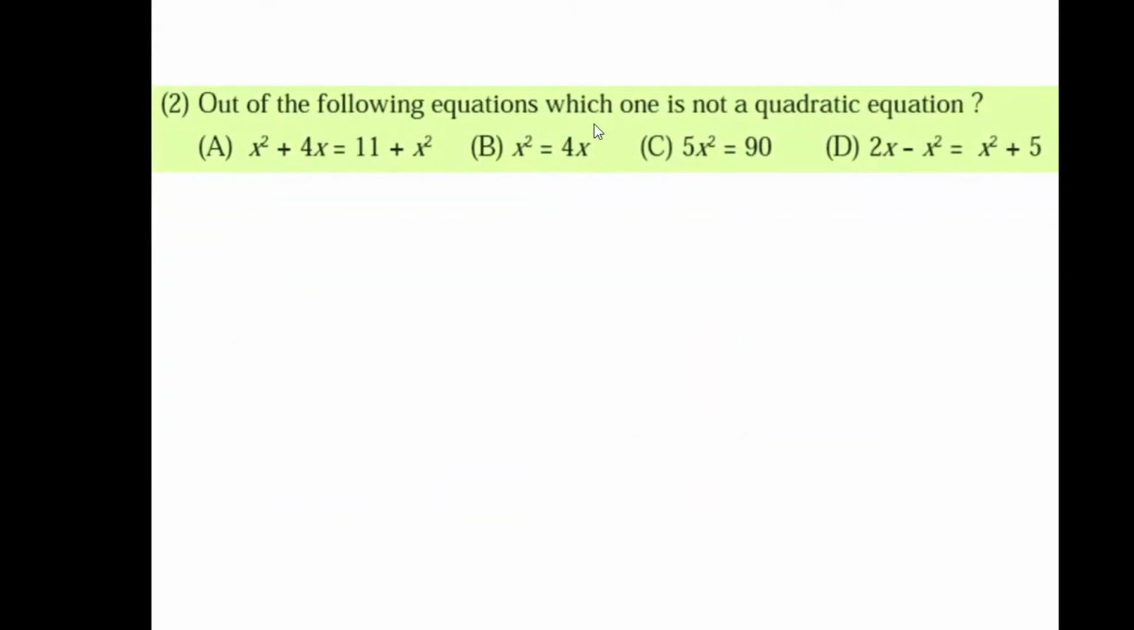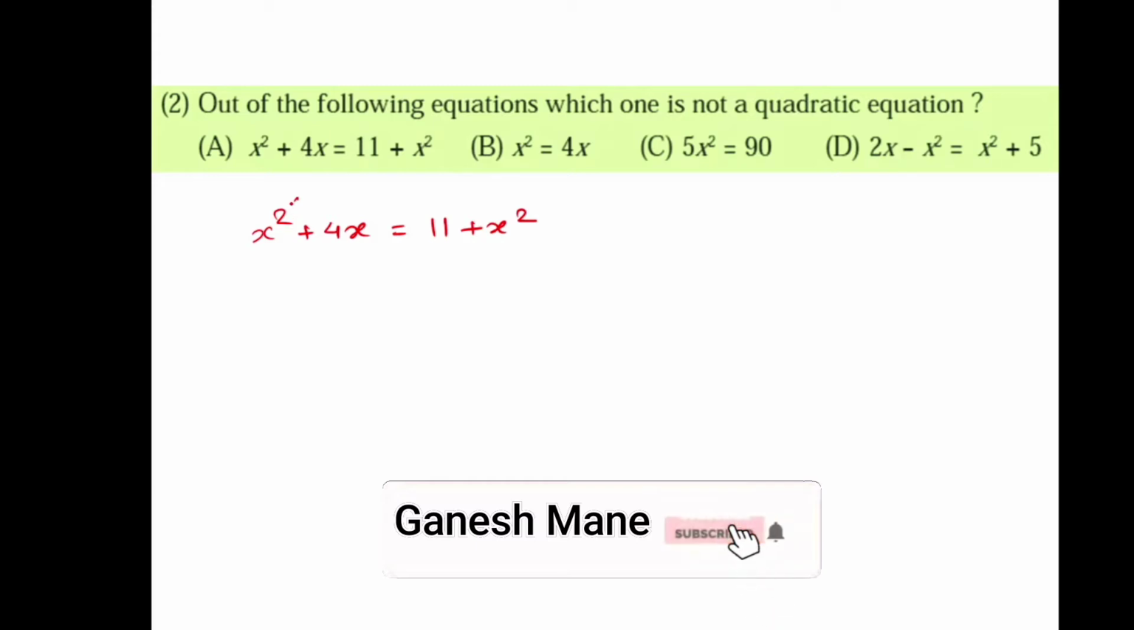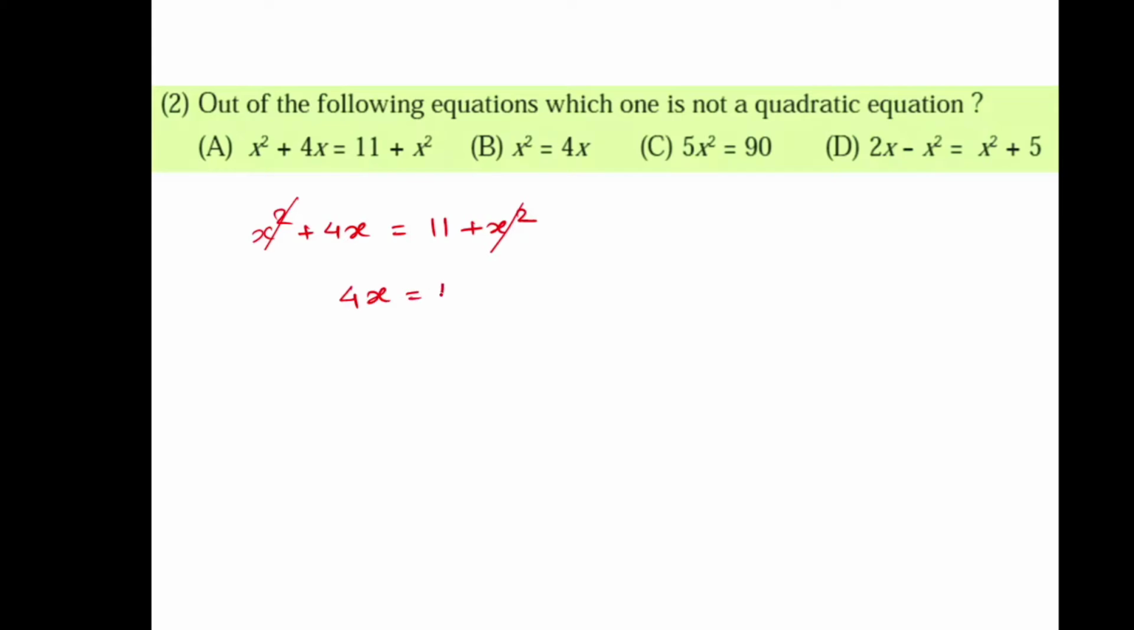Out of the following equations, which one is not a quadratic equation? In these four equations, the three equations are quadratic equations. We have to decide which one is not a quadratic equation. So if you consider the first one, that is x square plus 4x is equal to 11 plus x square. Now if we can see here, on both the sides x square is there. So if we cancel x square from each other, we get the equation 4x is equal to 11, which is not a quadratic equation because this is a linear equation in variable x.